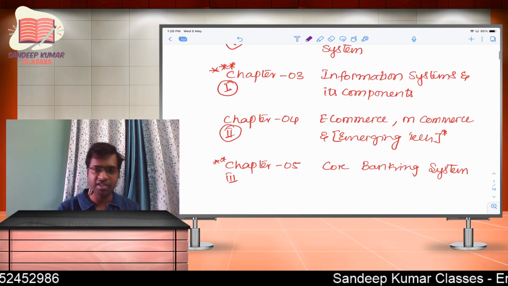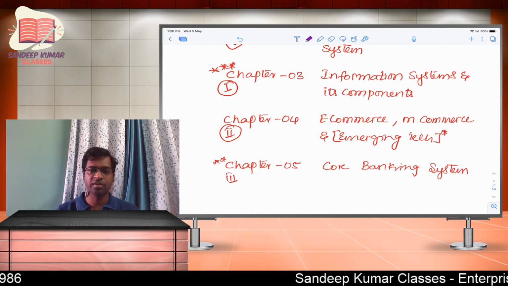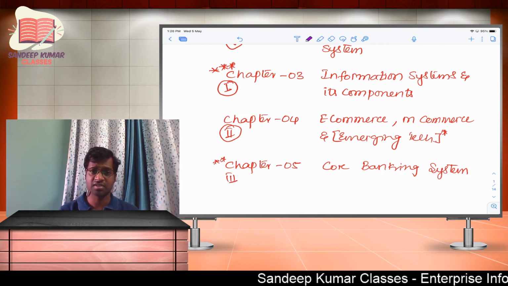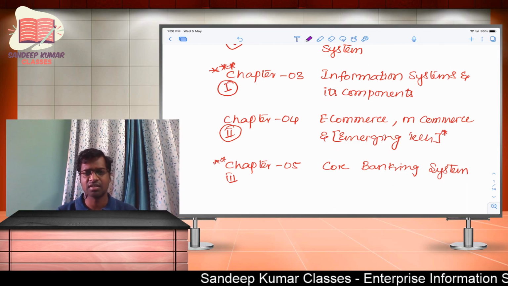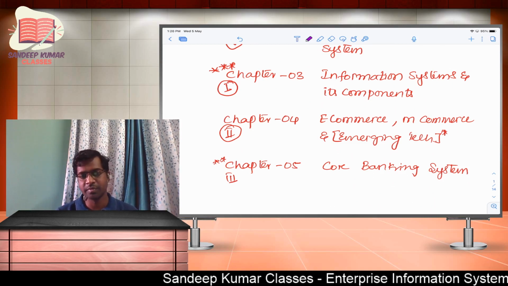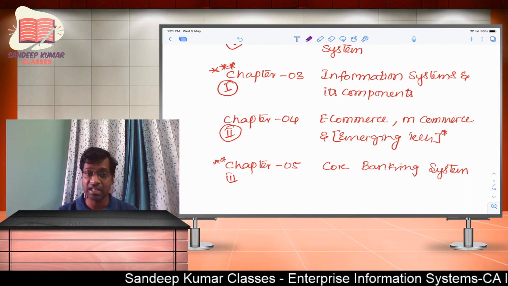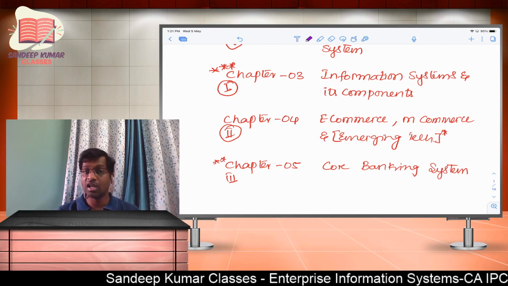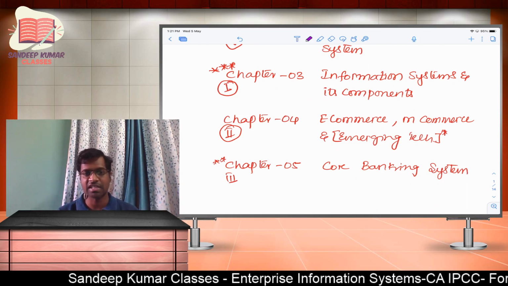Chapter 3 is very, very important, not only for exams but also for our career. It is the very lengthy chapter in this subject, because we have to study different components of information systems, and also the latest technologies such as data warehousing, artificial intelligence, etc. Along with that, we'll be studying certain theoretical concepts of analytical languages as well.